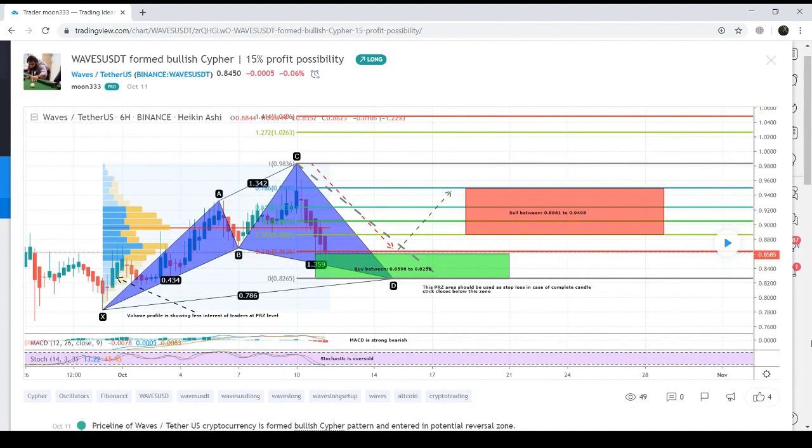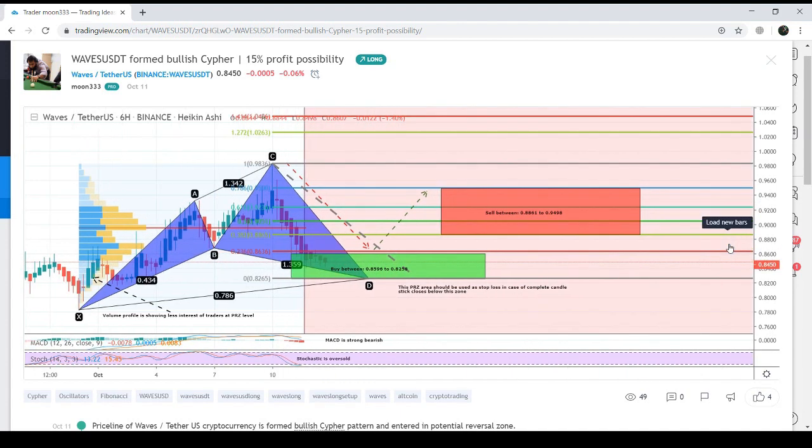Then I shared this idea of Waves with US dollar pair with you, and on this chart the price action had formed a complete cipher pattern, the bullish cipher pattern, and entered in this potential reversal zone. And after playing, we can see that the price action is still in potential reversal zone. So this trade is also still in process and active. You can enter in this trade, and soon the price action will hit the sell zone.